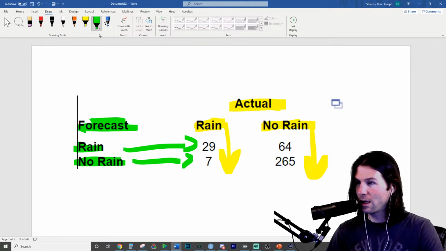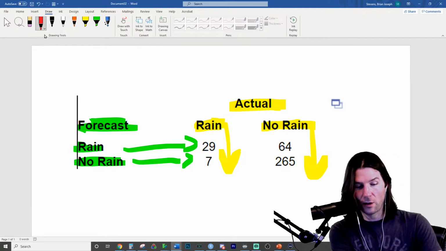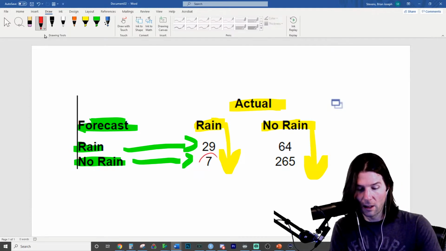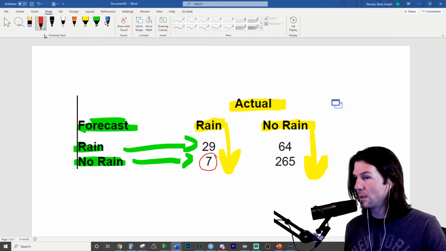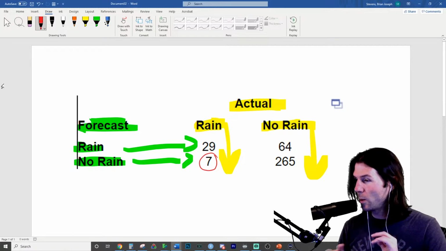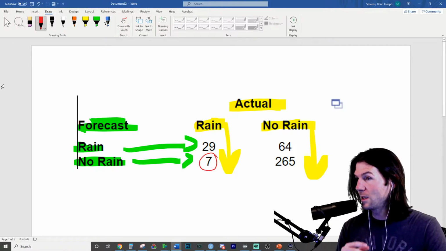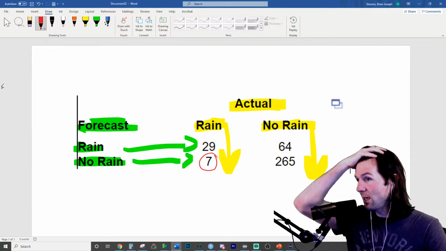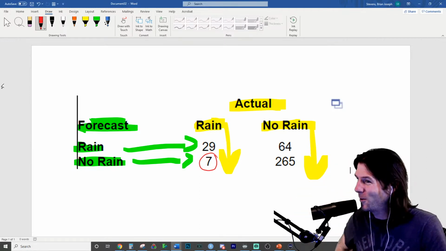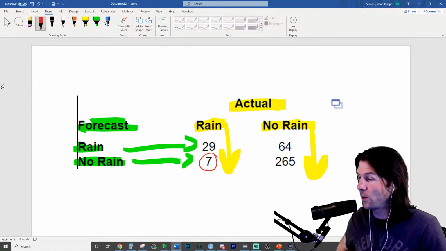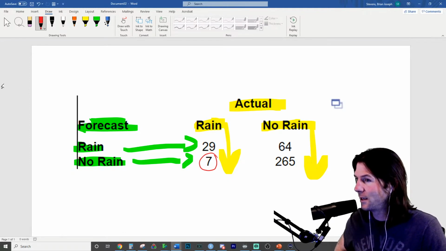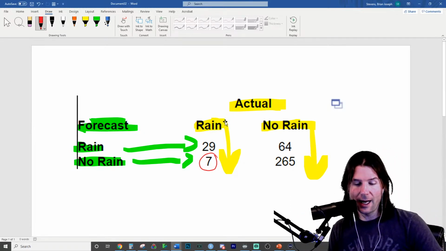So I'd like for us to look at this specific combination right here, and I want you to tell me, what happened on that day? Be careful which way the arrows point, but what did it actually do on that day? This happened. It rained. So we see that right here by going down on the actual.